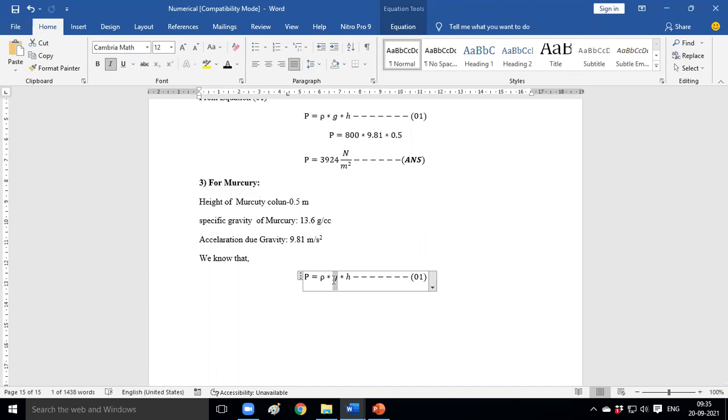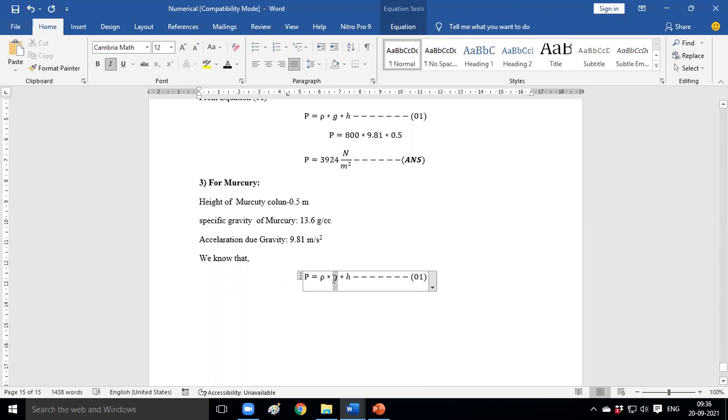Acceleration due to gravity is not specific to mercury, oil or water. Its value is 9.81 and the unit is meter per second square. Correct. And what is the meaning of H in this formula? Height of mercury column. Correct.